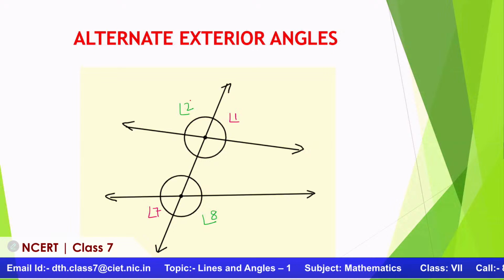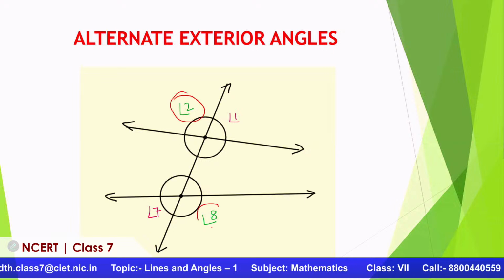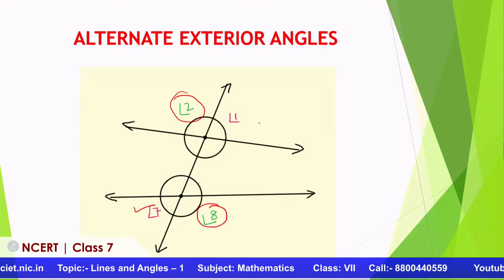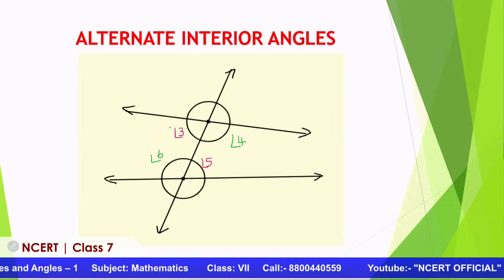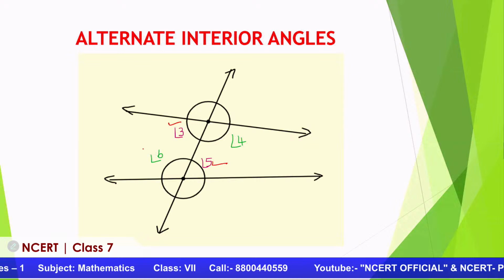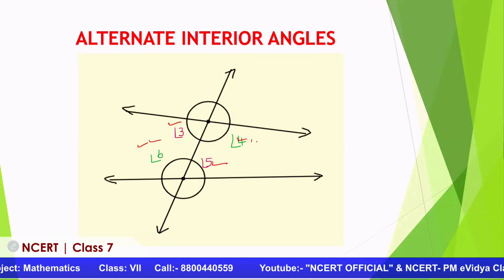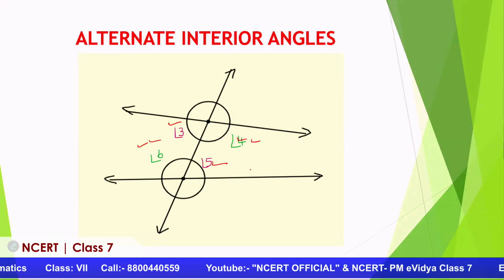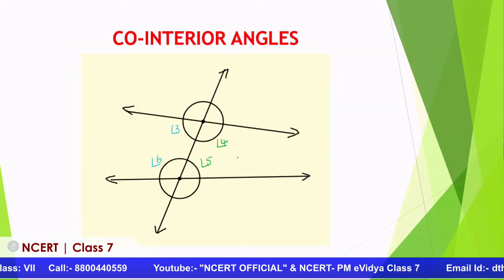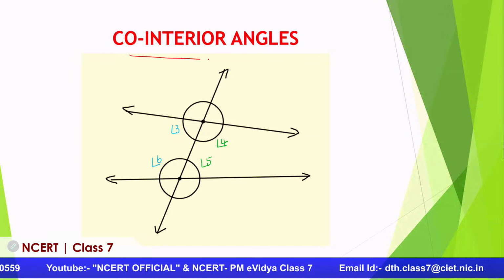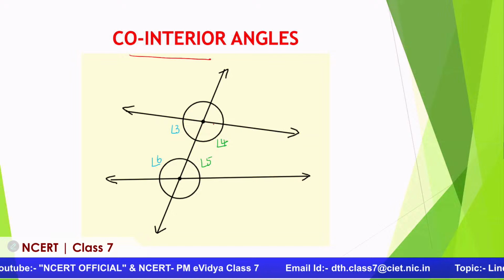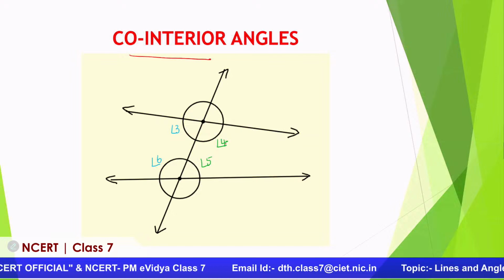Alternate exterior angles, you can see, are angle 2 and angle 8, similarly angle 7 and angle 1. Alternate interior are angle 3 and angle 5, angle 6 and angle 4. These are the main angle terms you should be familiar with. Now also you should be familiar with something called co-interior, or another term we call it, allied angles.